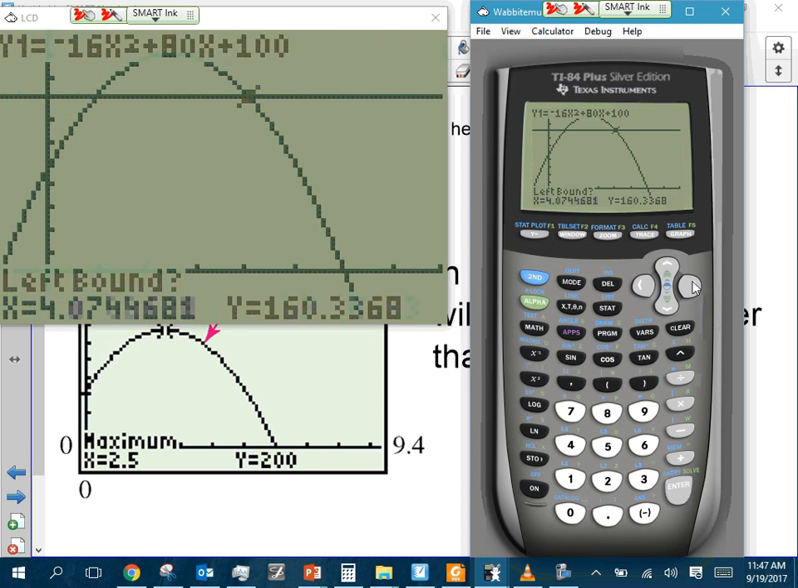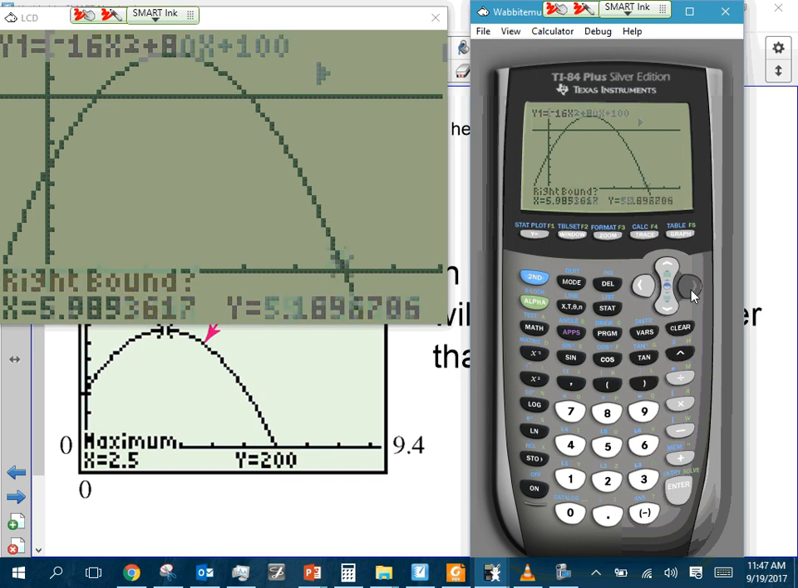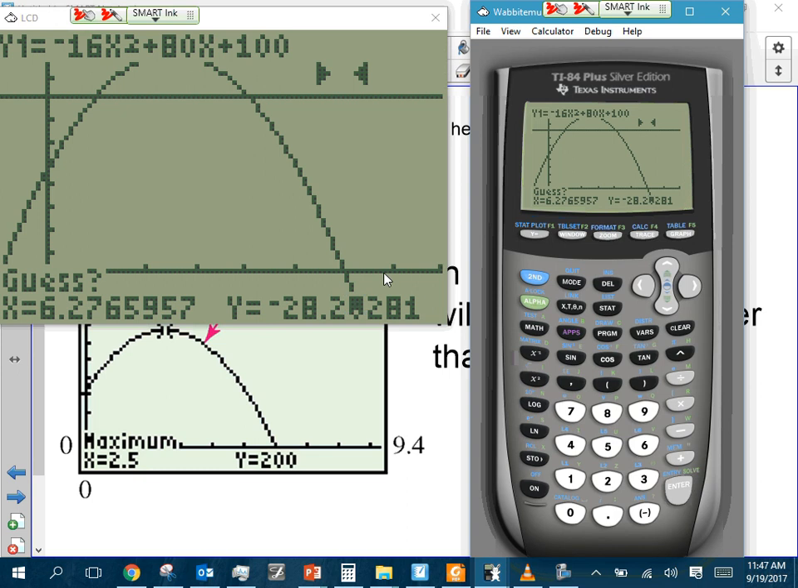Then we'll come down here, and it says left bound. Left bound just means that they want you to, on your curve, select a point that is to the left of your intercept. Enter. Now it says right bound, so I'm going to go to the right of where I think my intercept is. So what we're using there is what we call the intermediate value theorem, and it understands that if you have a positive y value and a negative y value, you should be able to search between those and find a y value of 0.